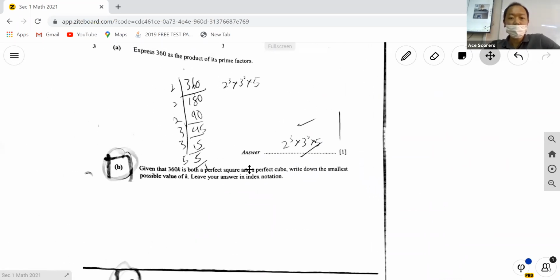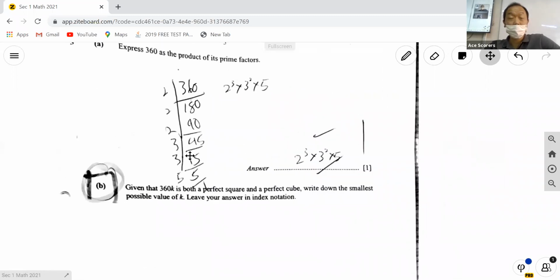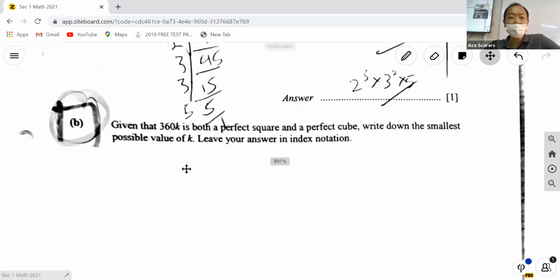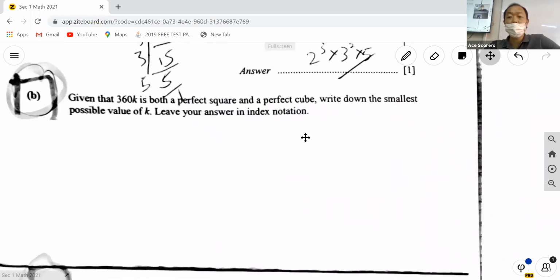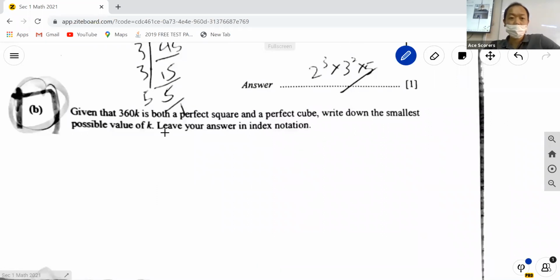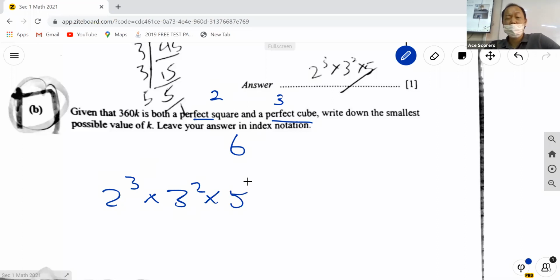So I told you before, these questions are very common. Express 360 as a product of prime factors, so you got this. Now 360k is both a perfect square and a perfect cube. If they are both, a perfect square must be power 2, a perfect cube must be power 3. That means it must be power 6, because it's a multiple of 2 and a multiple of 3. So originally you have 2 cubed times 3 squared times 5.